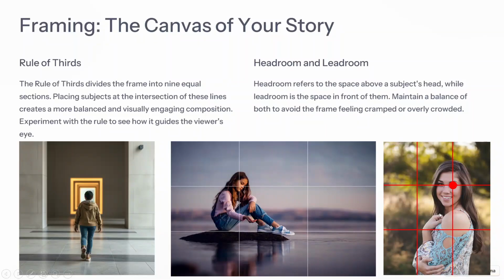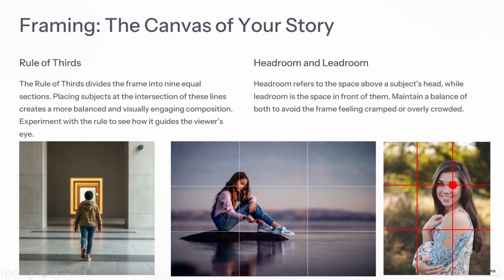Same way for this one as well. Instead of placing the character in the middle, to create a more exciting, more visually engaging composition, they've used the rule of thirds. So you need to work with the rule of thirds. Another tool that can help you frame the right angles is taking note of headroom and lead room. Headroom refers to the space above a subject's head, while lead room is the space in front of them. Maintain a balance of both to avoid the frame feeling cramped or overly crowded.